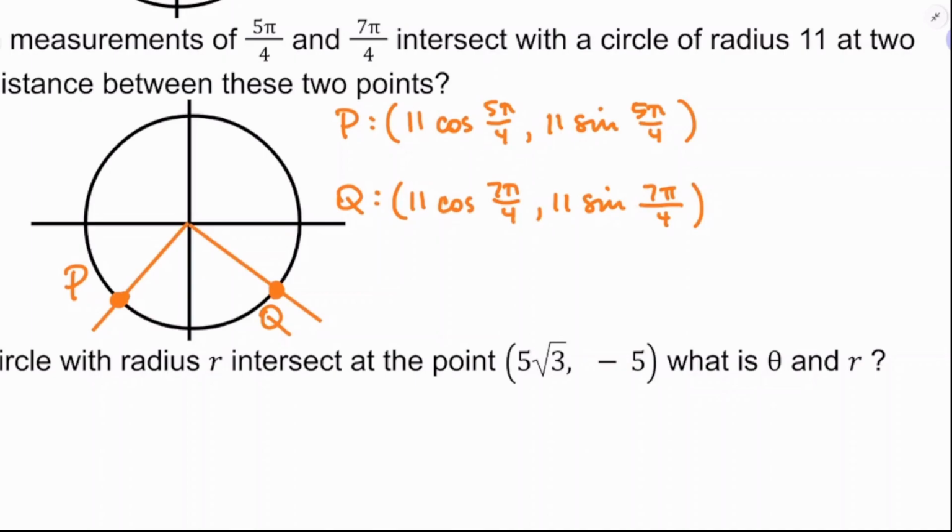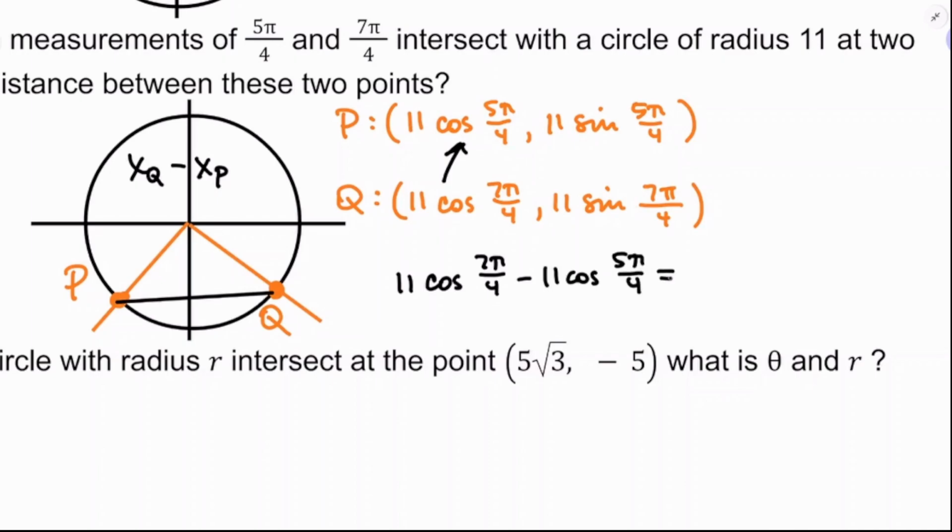All right, and if we're wanting this horizontal distance here, which is kind of horizontal, you can see it's definitely not intersecting at a right angle, but yeah, I tried. It's going to be x coordinate of Q minus the x coordinate of P. Right minus left. So this equals 11 cosine of 7 pi divided by 4 minus 11 cosine of 5 pi divided by 4. And that's going to equal 11 times the square root of 2.